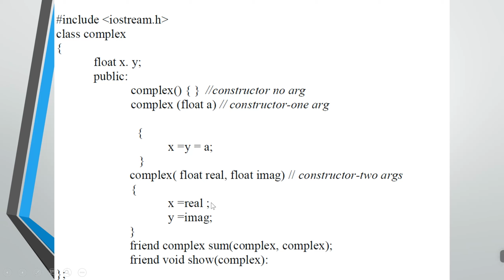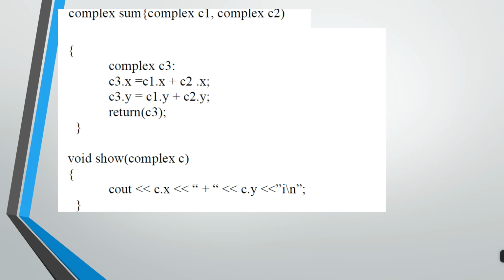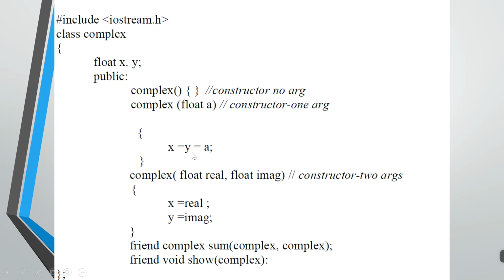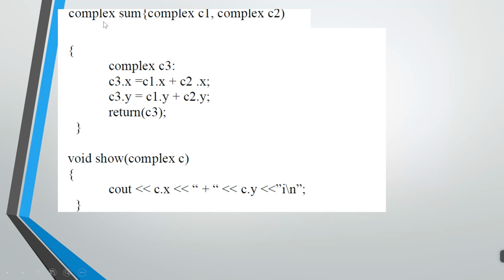Now I use a friend function to add the two complex numbers, as well as a friend function to display the complex number after addition. Here, complex sum, so there is a mistake here, the bracket is not this. Complex sum, complex C1 and complex C2. I'm using a friend function, that's the reason I use sum.